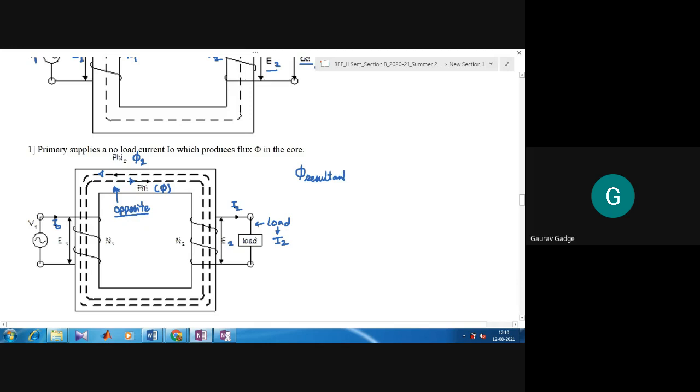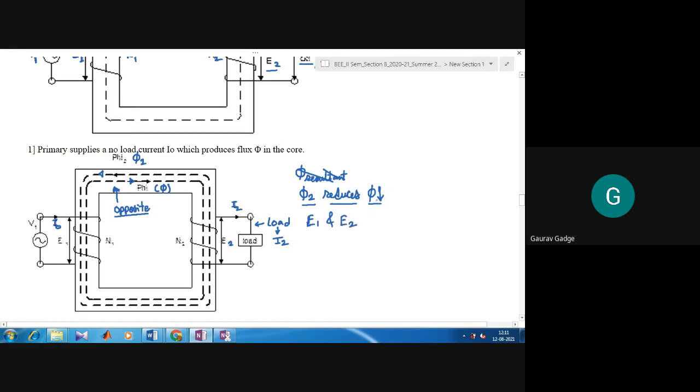Or we can say, instead of calling it resultant flux, due to this opposition, phi2 reduces the initial flux. The initial flux phi gets reduced. So phi2 reduces initial flux, that is phi. अब initial flux क्या develop कर रहा है? Initial flux is developing, it induces EMFs E1 and E2, right?